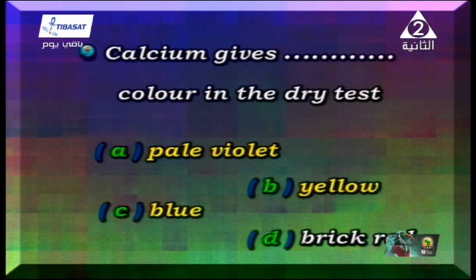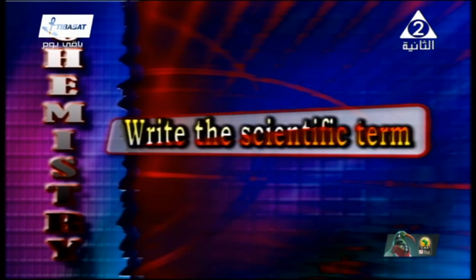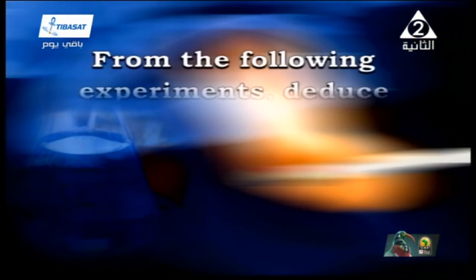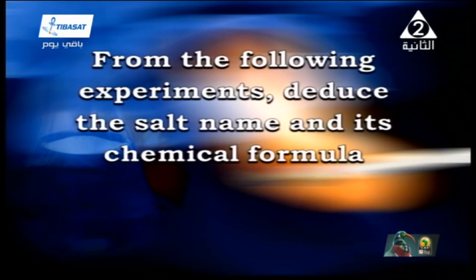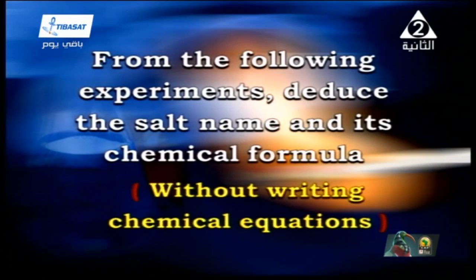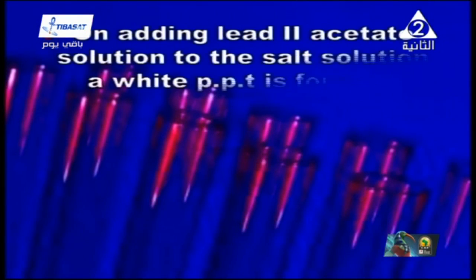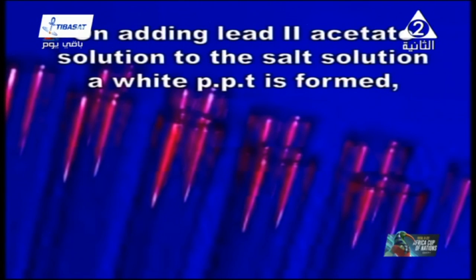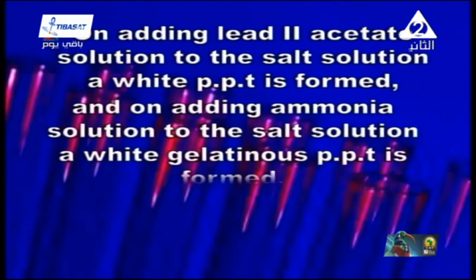Next type of question, write the scientific term for the following. My dear student, from the following experiments, deduce the salt name and its chemical formula without writing the chemical equation. On adding lead acetate solution to the salt solution, a white precipitate is formed. And on adding ammonia solution to the salt solution, a white gelatinous precipitate is formed.